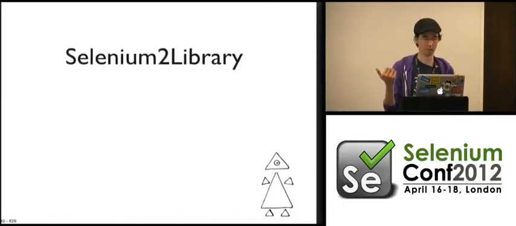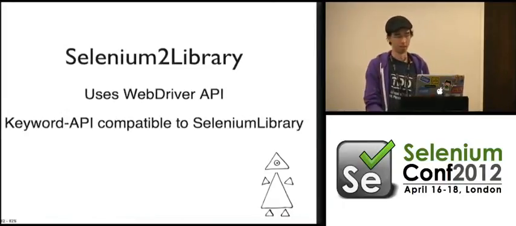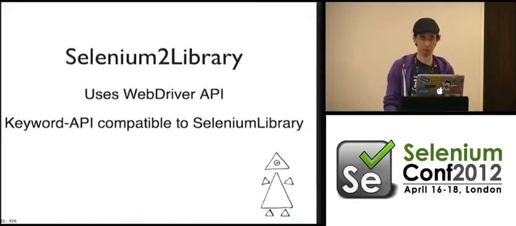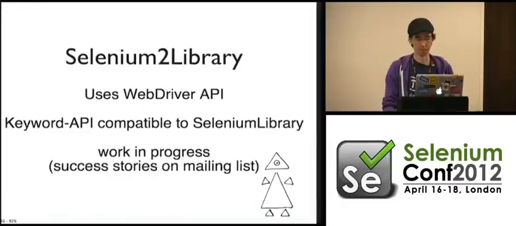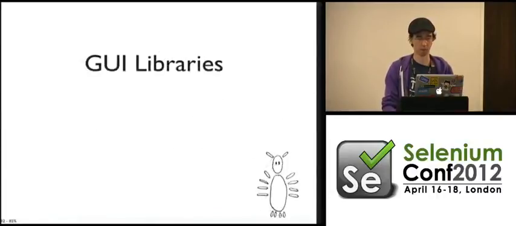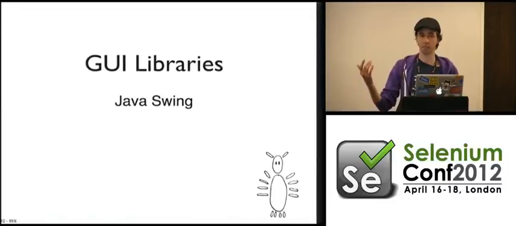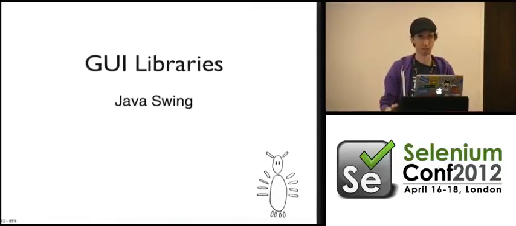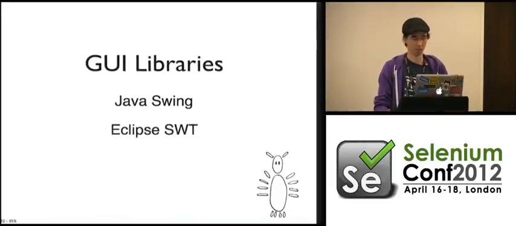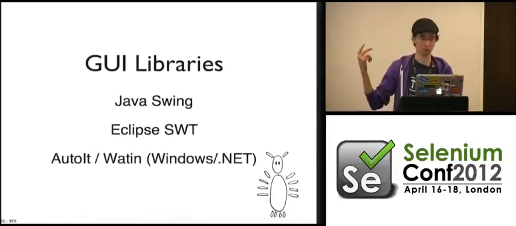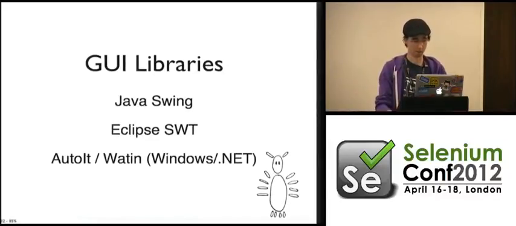This is a fork of that, the Selenium 2 library that uses the WebDriver API and aims to be keyword API compatible, so you can swap out your old Robot Framework tests lying around. That's work in progress, but people on the mailing list are reporting success stories with using the Selenium 2 library. There are GUI libraries, and here you can see it's not just about web testing, it's testing heterogeneous systems that consist of thousands of different environments. You can test Java Swing GUI applications and Eclipse SWT applications. There's a plugin for AutoIt, but I'm not a Windows guy, so you can automate GUI stuff there.